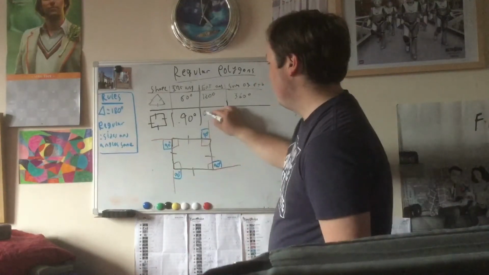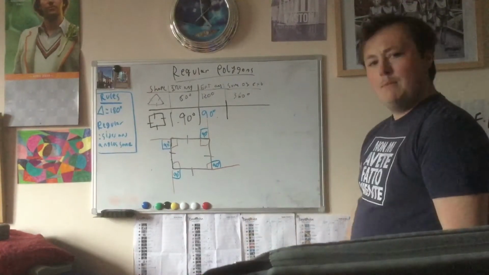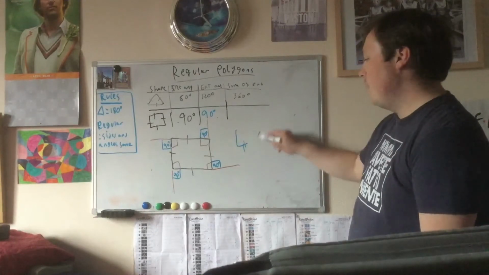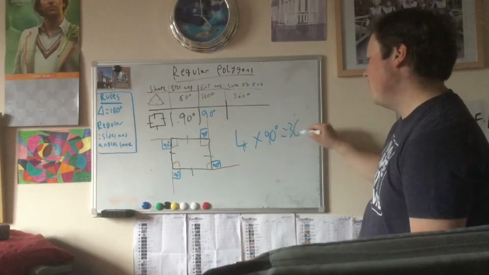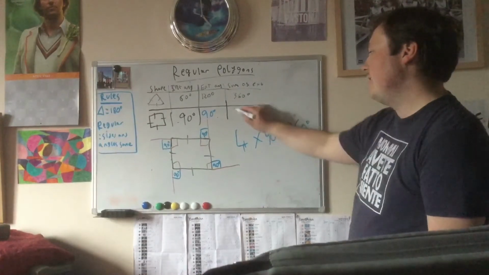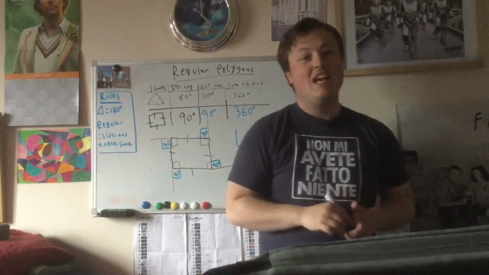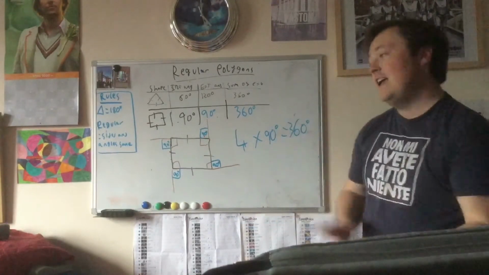So let's write that here. Convenient, they're the same. So what's the sum of them? Well, if there's 4 angles and all of them are 90 degrees, we just do 4 times 90 degrees, and that will get us 360 degrees. Very good. And that's how we find exterior angles and the sum of them in a square.